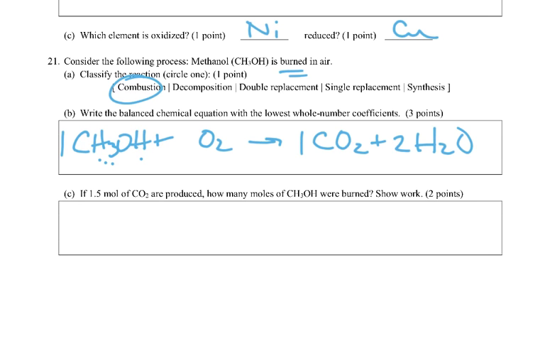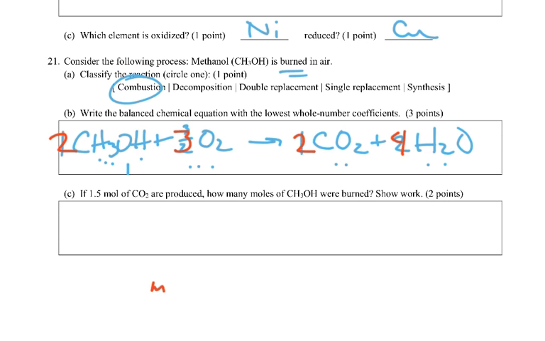And on this side, I have 1, 2, and I have 1, 2, 4 oxygens. Here's one of them, so this is 3 more. 3 oxygens is going to be 3/2 O2. Now it says balance with the lowest whole number coefficients, so I'm going to go back and double this. 2, 3, 2, and 4. That's going to be my answer. 2, 3, 2, 4. Now, if 1.5 moles of CO2 are produced, how many moles of CH3OH were burned?